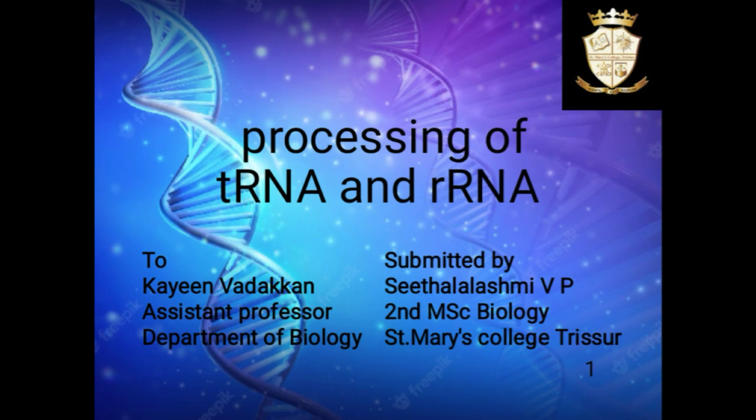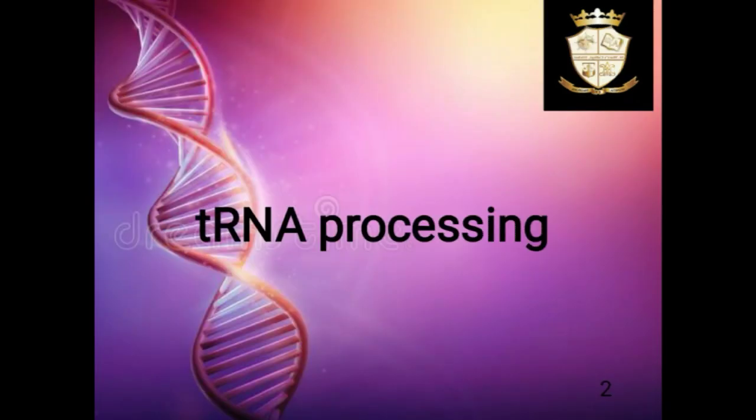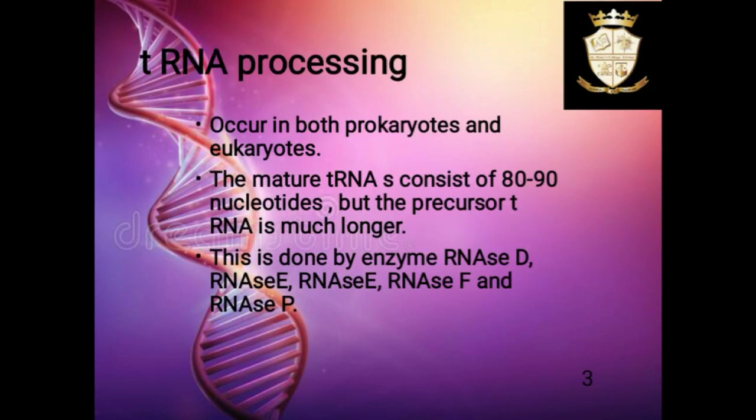Today we are discussing the topic processing of tRNA and rRNA. tRNA processing: an immature tRNA, or precursor tRNA, is converted into mature tRNA. There are several events that take place. This process is known as tRNA processing. It occurs in both prokaryotes and eukaryotes.